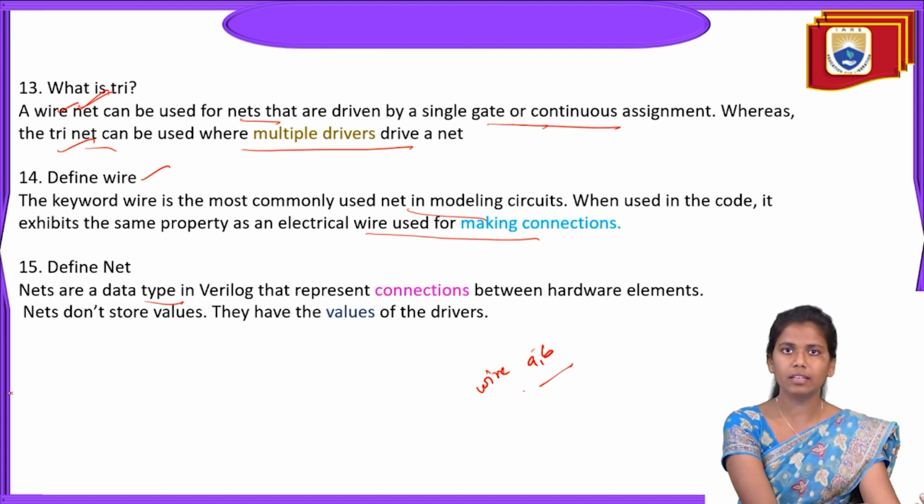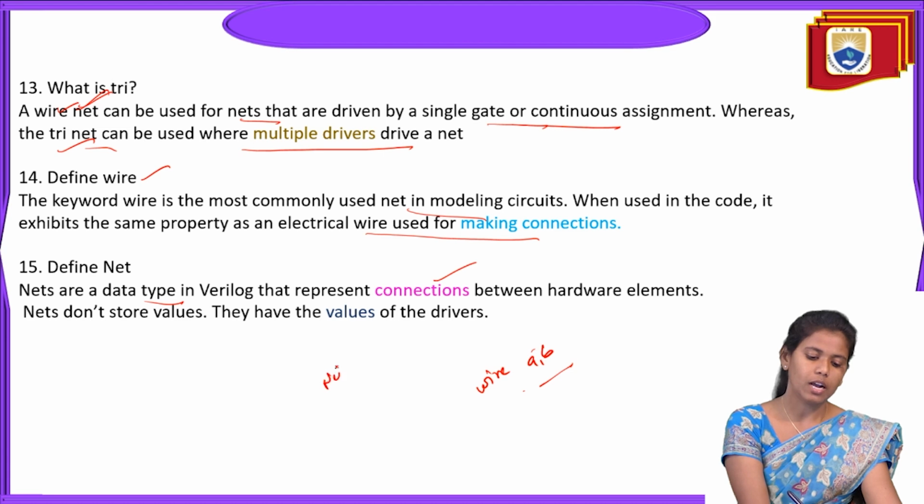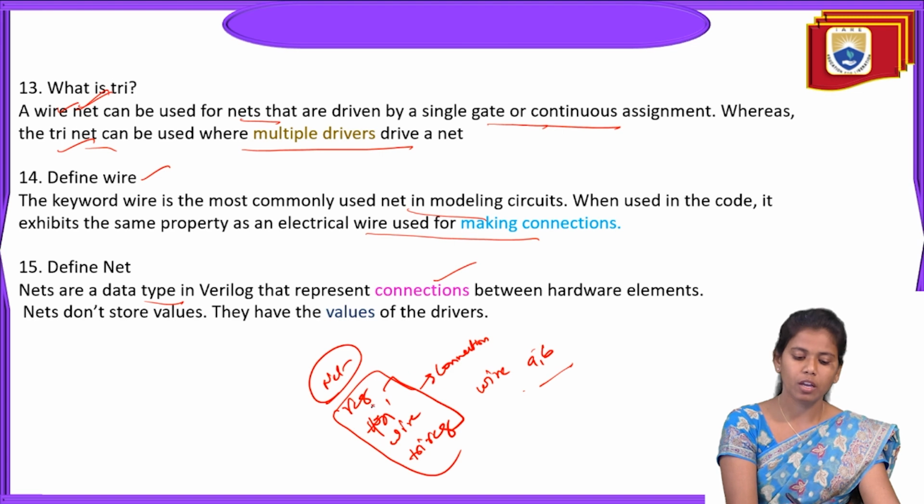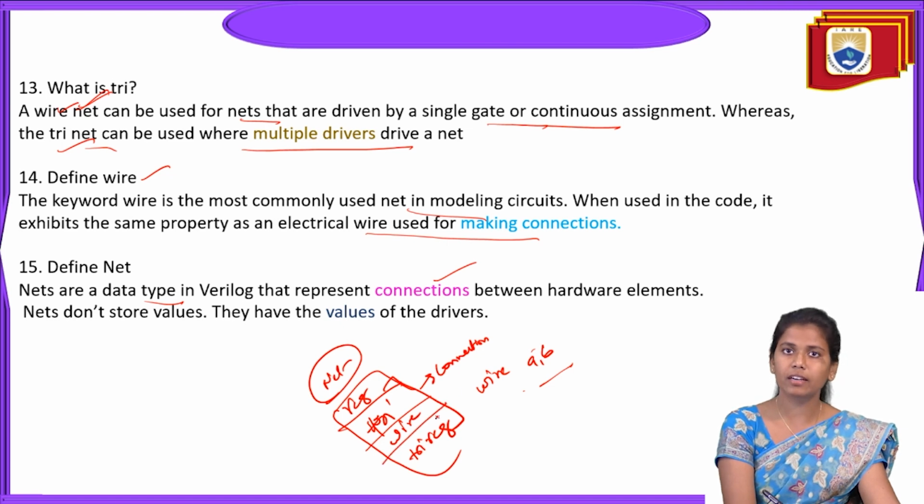So here, nets are the data types in Verilog that represent the connections between hardware elements. So obviously nets are nothing but data types. Under nets we have wire, we have tri, and we have tri reg. These all come under net, and they are meant for connection purposes. That means using tri, I can connect multiple drivers, and using a wire, I can connect a single driver.